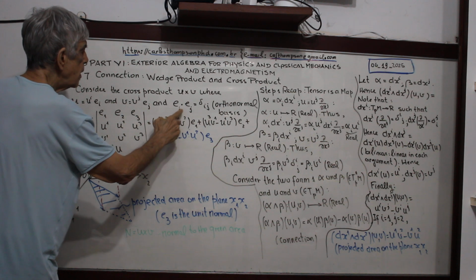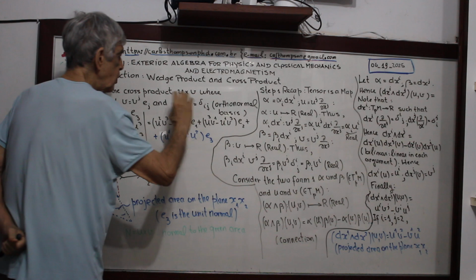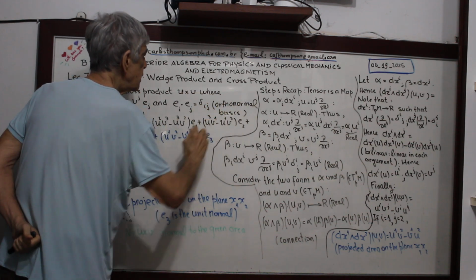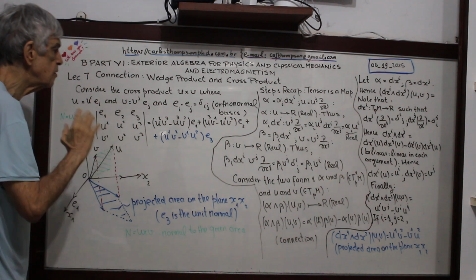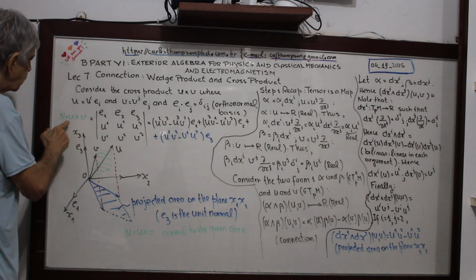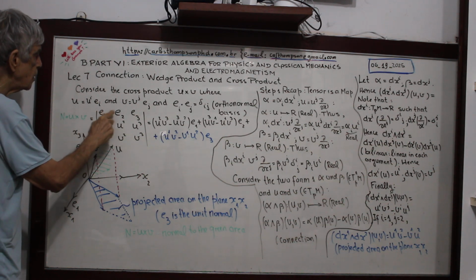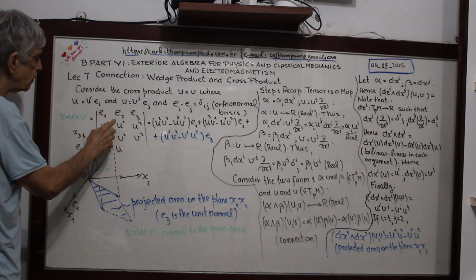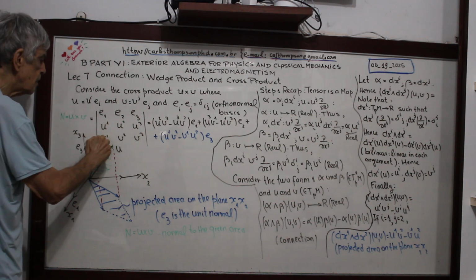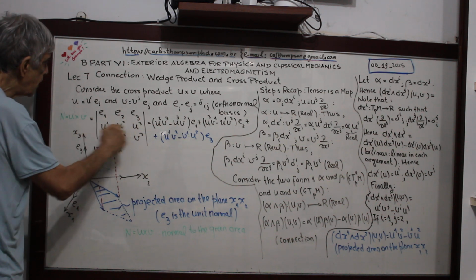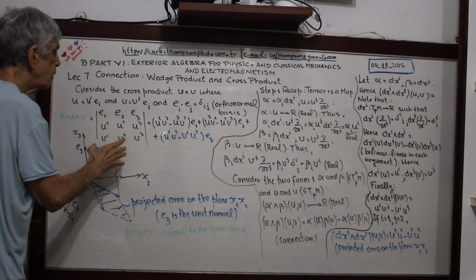Now, e_i dot e_j is delta_ij, which means an orthonormal basis. This is Euclidean space, Cartesian space. Now, the cross product U cross V is the determinant with rows e1, e2, e3, then U1, U2, U3, then V1, V2, V3. These are the components of the vectors U and V. So this is the determinant.